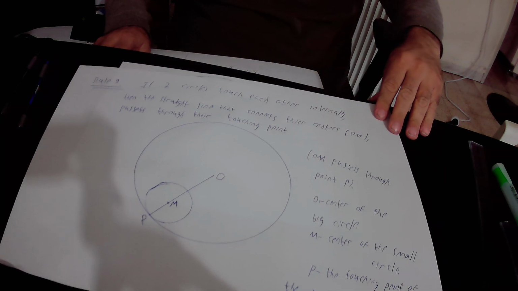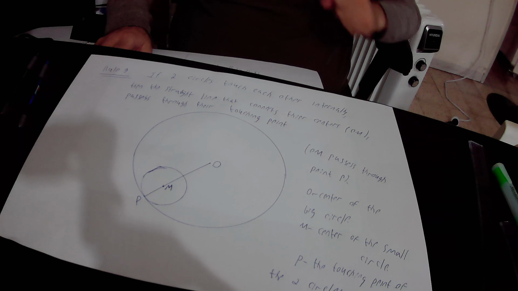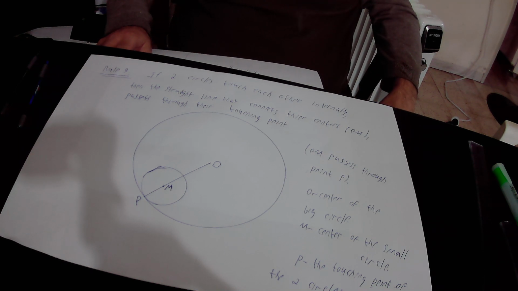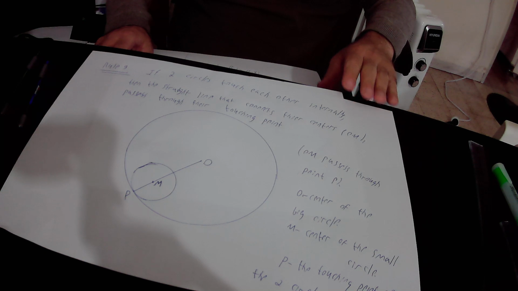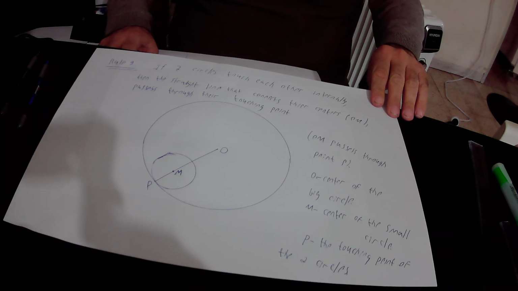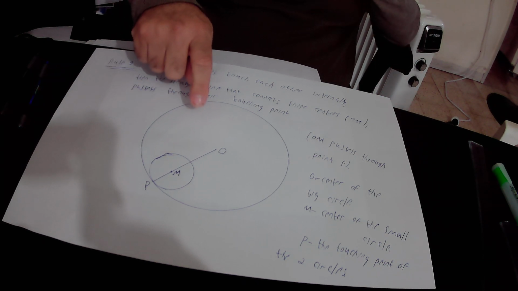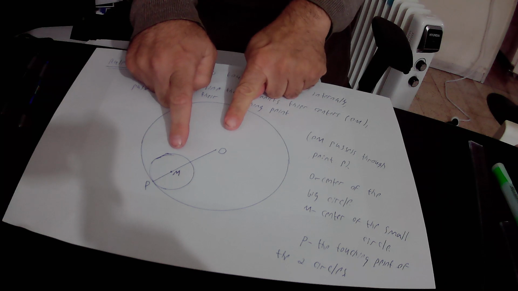According to rule number 9, if two circles touch each other internally, then the straight line that connects their centers together passes through their touching point. Here, point O is the center of the big circle. Point M is the center of the small circle. OM is the straight line that connects their centers together.